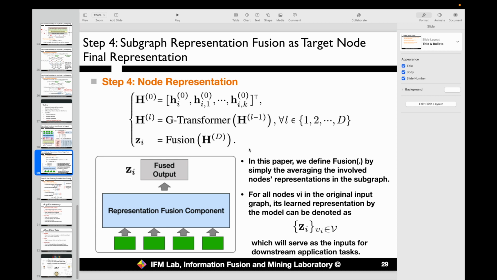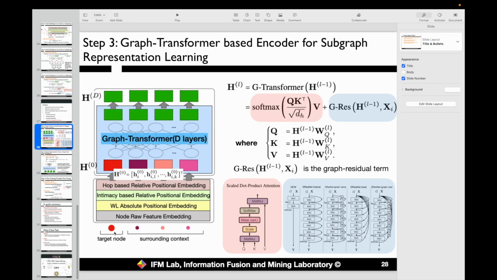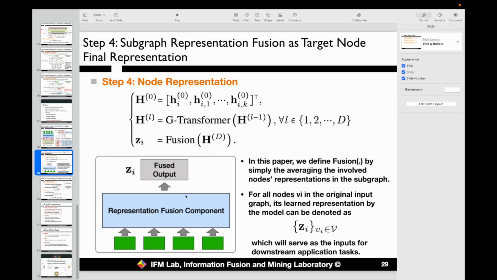You may wonder why we have to fuse here. The main reason is that we sample a subgraph for one single target node, and all the remaining nodes are the learning contexts of the target node. So by fusing all the representation learning of the target node together with the context nodes, we will be able to capture more comprehensive information for the target node from the sampled subgraph. Therefore, we further fuse all the node representations in this H matrix of the last layer to define the final embedding vector for the target node by the term we show here, which is z_i.